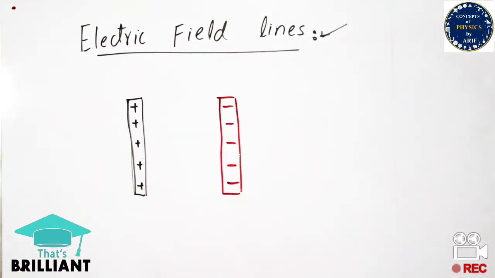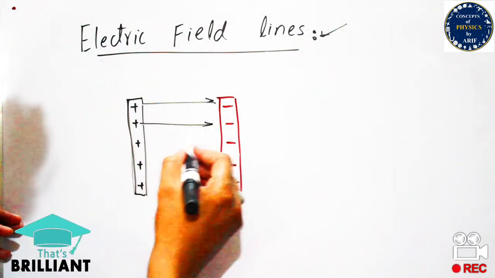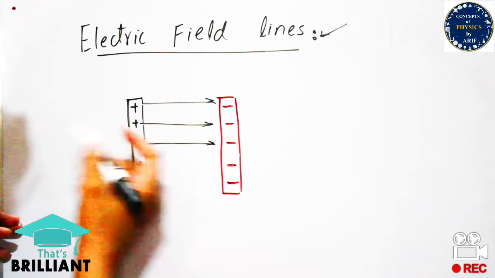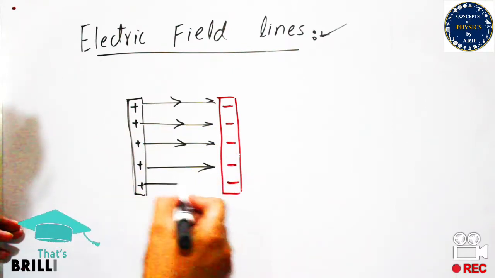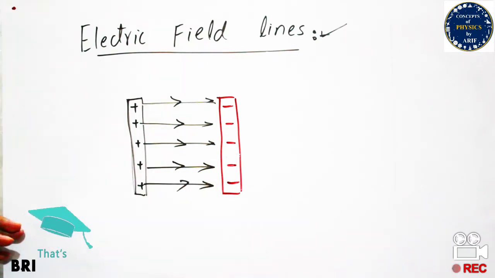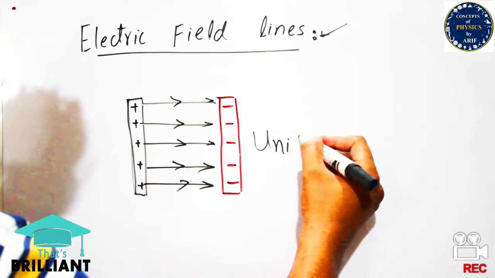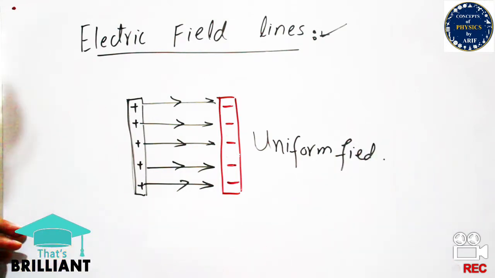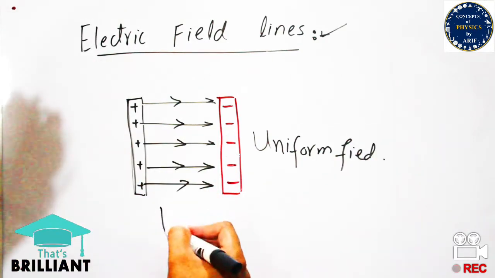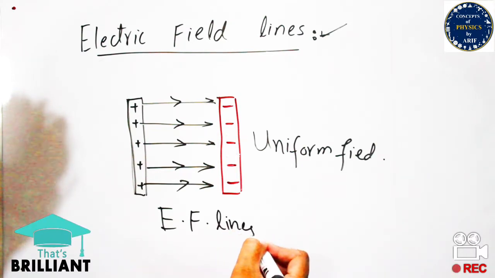In the other case, we can assume that two parallel plates are present in front of each other, one containing a positive charge and the other containing a distribution of negative charge. The distributions of charges are equal, so it is a uniform distribution of charges. The arrowhead shows that the starting point is the positive terminal or positive source charge, and the negative point is the end point or destination.